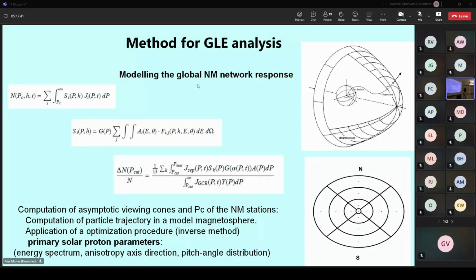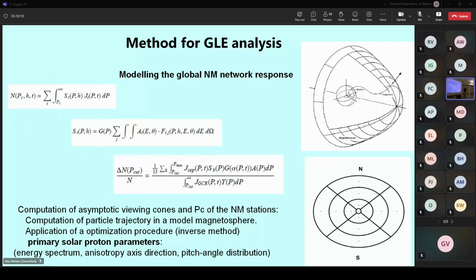So the convolution of the yield function with the spectrum is giving the counts. So the ratio of the contribution of the SEPs, accounting for the angular distribution and magnetospheric transmissivity, over the background due to the galactic cosmic rays can give the model of the expected counts. As I already said, we should account for the magnetospheric effects.